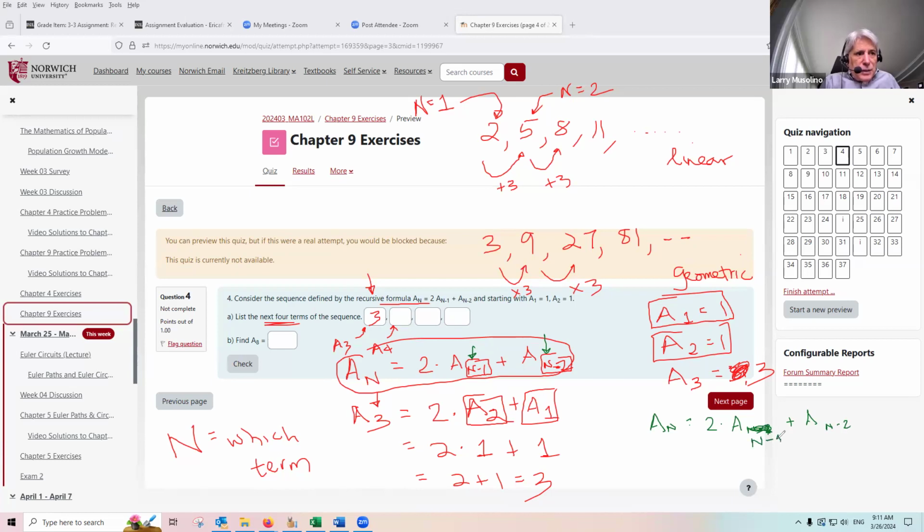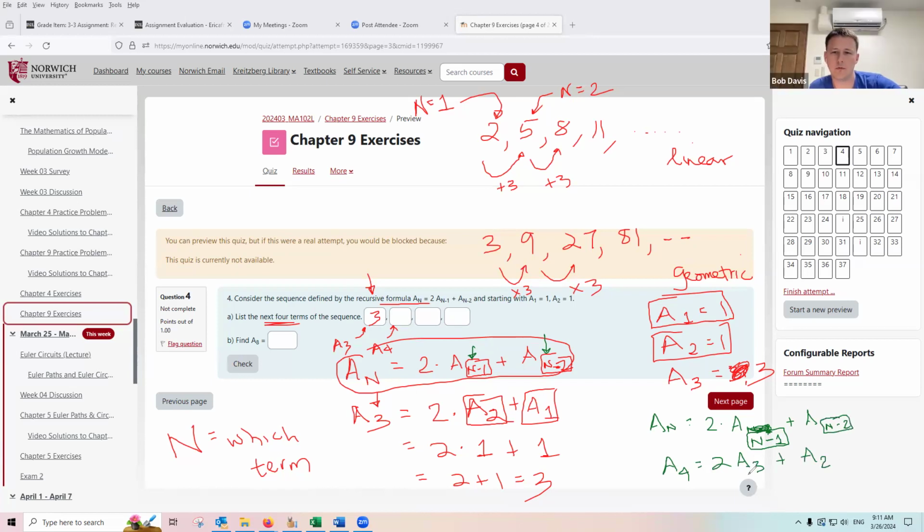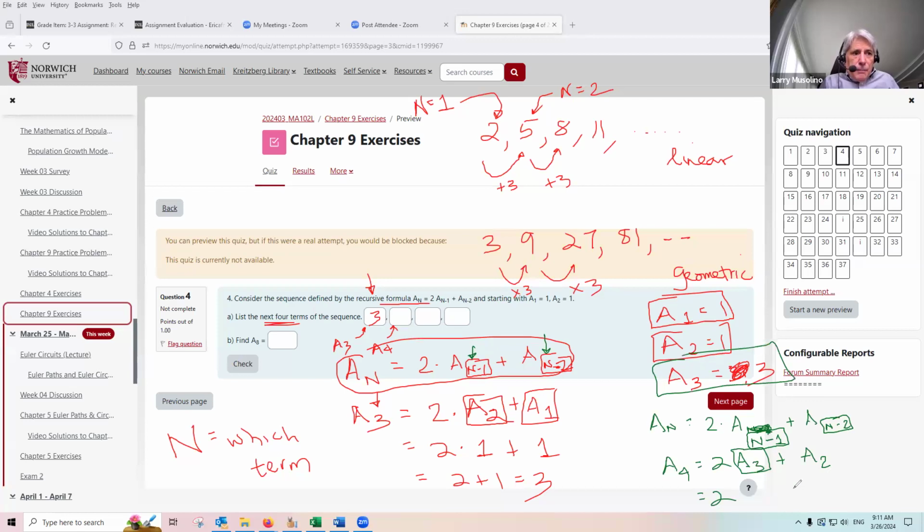All right, well, for us, they want a sub 4. Well, if n is 4, this subscript here is going to be n minus 1, so it's going to be a sub 3. And if n is 4, this subscript is going to be n minus 2, so a sub 2? Yep. So now let me just plug in the numbers here. A sub 3 we figured out a second ago. That's the number 3. A sub 2 we know was the number 1. So this is going to be 6 plus 1, which is 7. So that's the next number in the sequence.